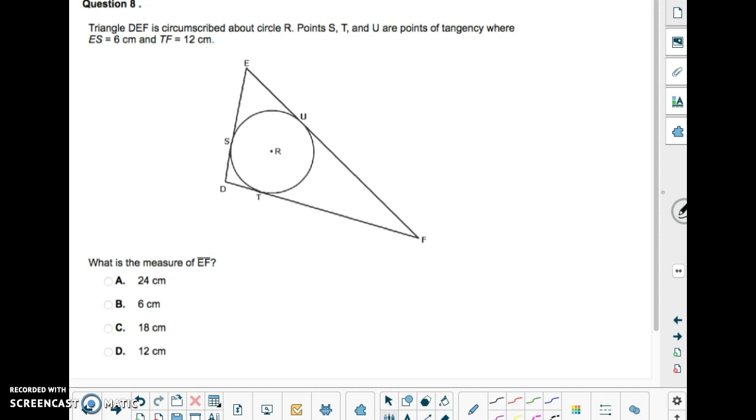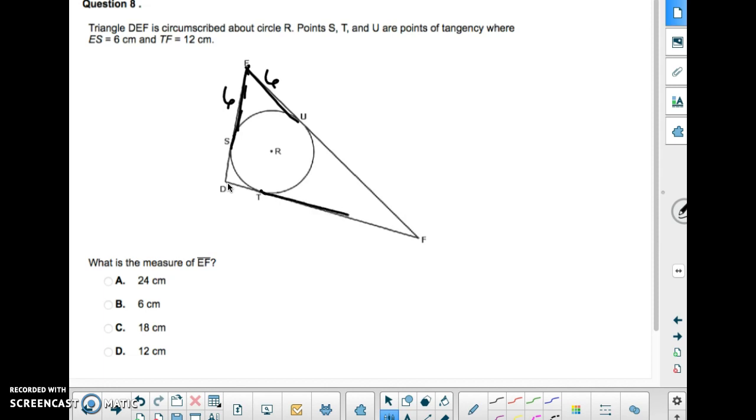They tell us that triangle DEF, so the big triangle, is circumscribed about circle R. That means all of the sides of the triangle are tangents. So they tell us that ES is 6. So from E to S, this is 6. And what's cool is I know that that's 6 also, because tangents from the same point to a circle have to be congruent.